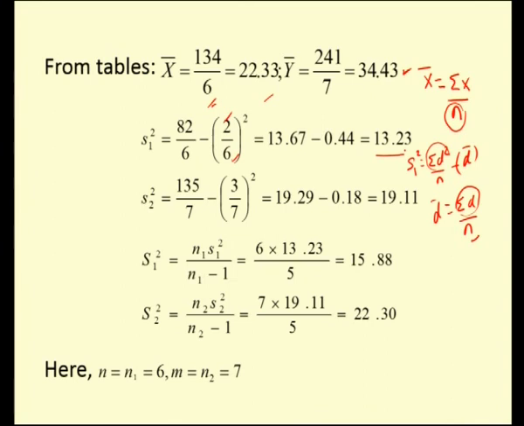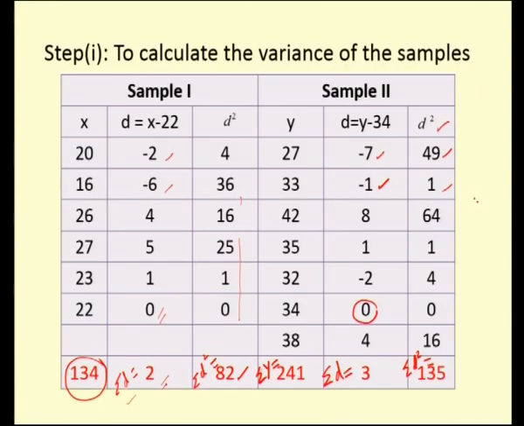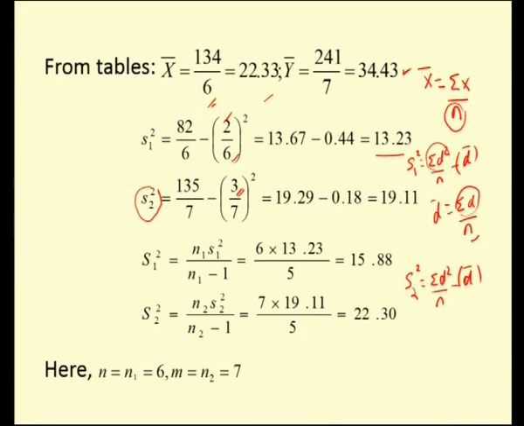Now go for method 2. For method 2, your sample variance S2 squared is again summation of d squared divided by n minus d bar squared. Here d bar is summation of d divided by n, but you have to consider the second sample. For the second sample, my summation of d is 3, and the size of the sample is 7.